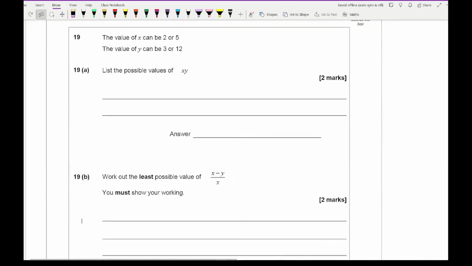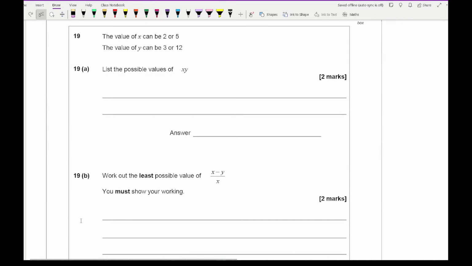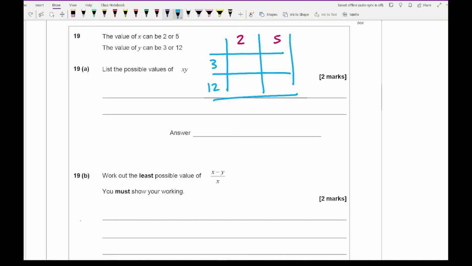Now for question 19, it says the value of x can be 2 or 5, the value of y can be 3 or 12. List the possible values of xy. So for this, we need to do a table of values. If x can be 2 and 5, and y can be 3 and 12, and we're multiplying the 4 numbers together, that's going to be 6, 15, 24, and 60. So the possible values are 6, 15, 24, and 60.